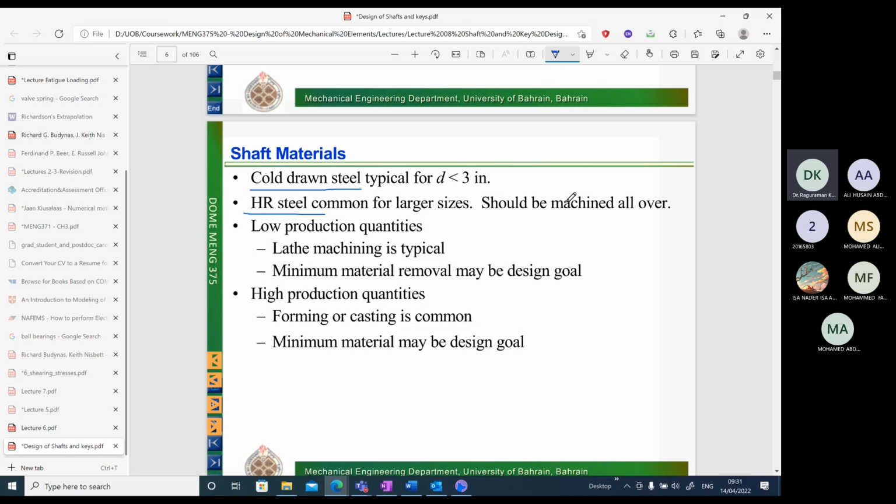So after the forming process is over, we also need to do some kind of machining to ensure that the dimensions are close to our quality levels. For low production quantities, where the number of shafts you produce is less, usually we go by machining processes. For high production quantities, we go by forming and casting.